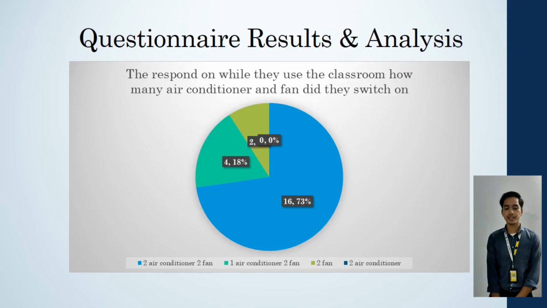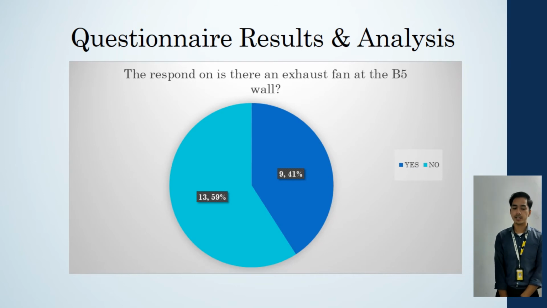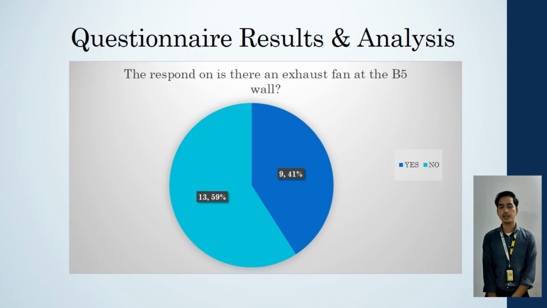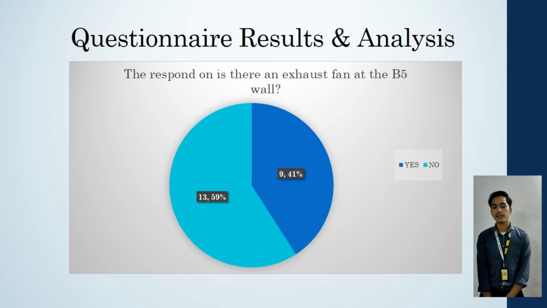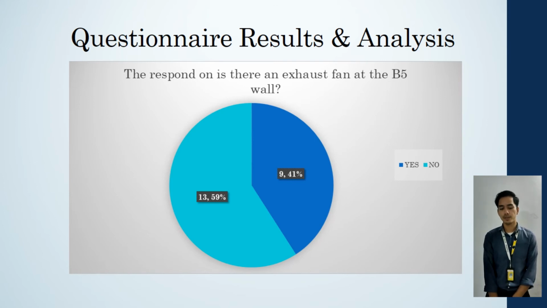Next, questionnaire result and analysis. From this, we can see the respondents on why they are using the classroom and how many air conditioners and fans they switched on. And next, questionnaire result and analysis. The response on an exhaust fan at the B5 wall. From this, yes is about 9.4% and no is about 13.59%.